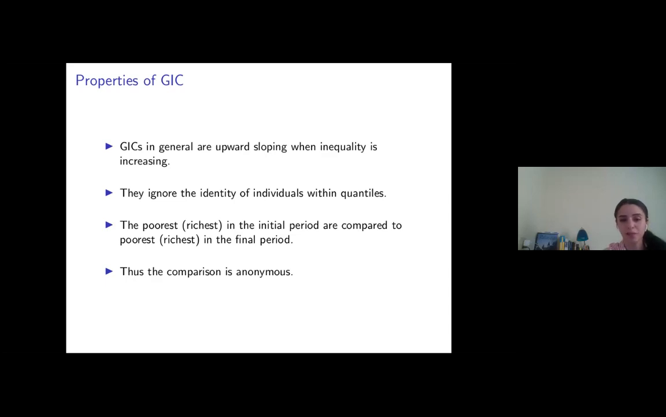As you can guess, the people who were, for example, in the first quantile at the beginning of the time are not necessarily the same people at the end of the time. But the GIC doesn't take that into account. It just compares the wealth of that quantile at the beginning of the time and at the end of the time. So hence the comparison is anonymous.